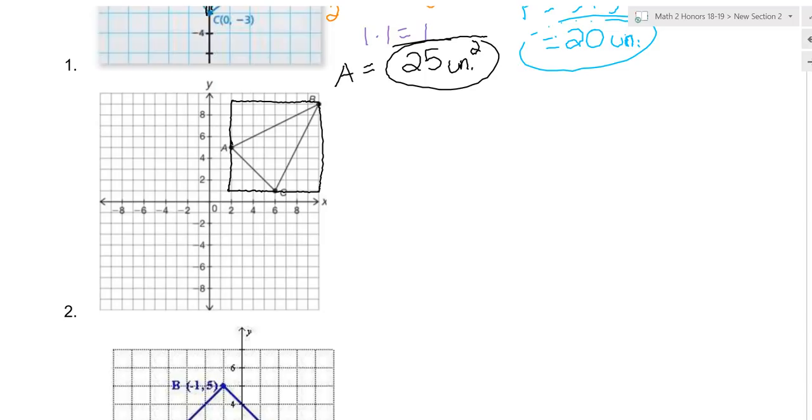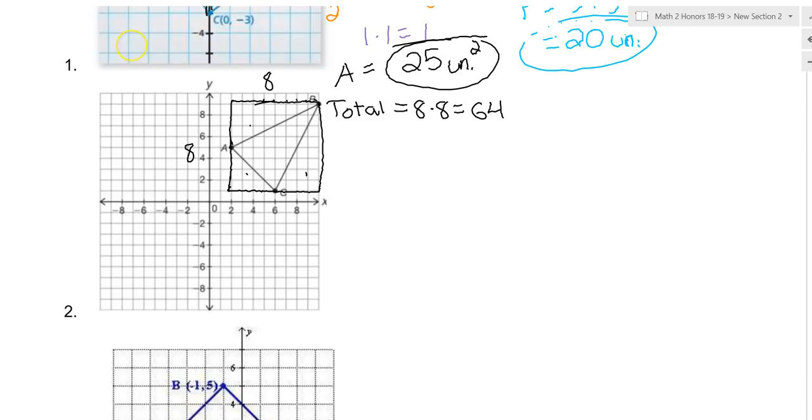And I'm going to start by finding the area of the entire box, and then I'm going to take away these right triangles that we've formed. So the total area: 4, 5, 6, 7, 8. This side's 8. This side's 8, so that's 8 times 8, which is 64, because I'm doing that whole square.